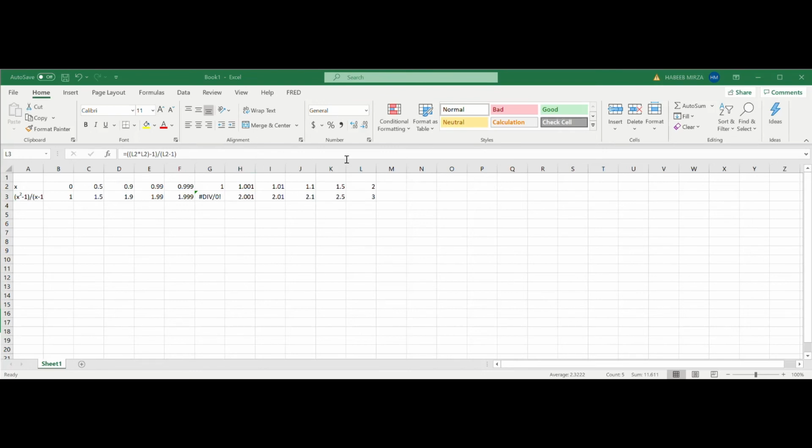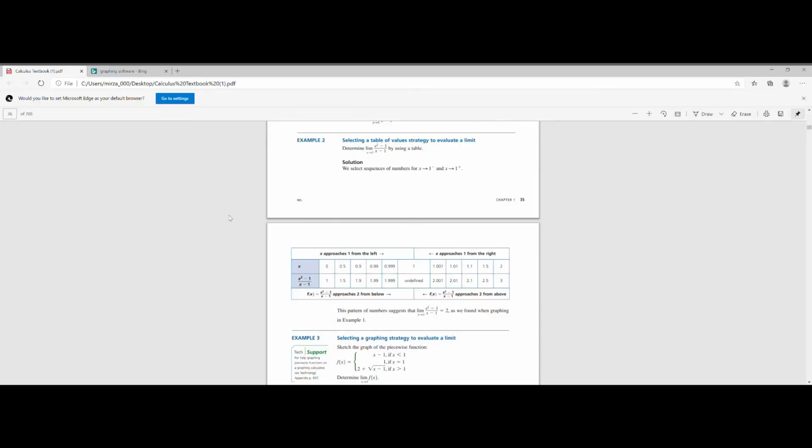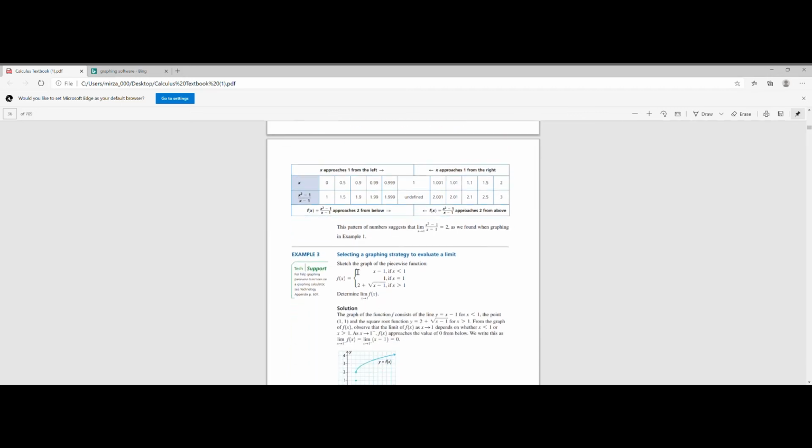And here they're doing the same thing. They show that it's undefined, and here the formula said the same thing. It's undefined because you cannot divide by 0. So this pattern of numbers suggests that the limit as x approaches 1 of x squared minus 1 over x minus 1 is equal to 2, as we found when graphing in example 1.